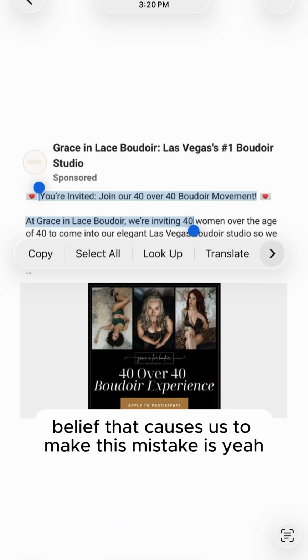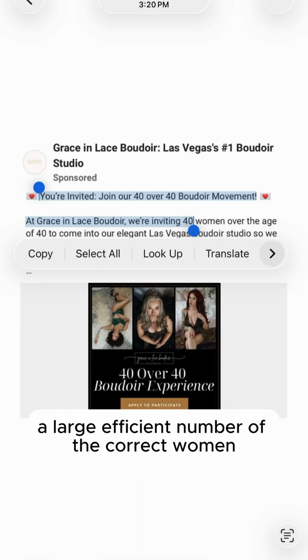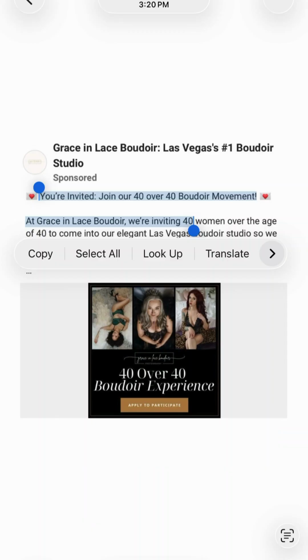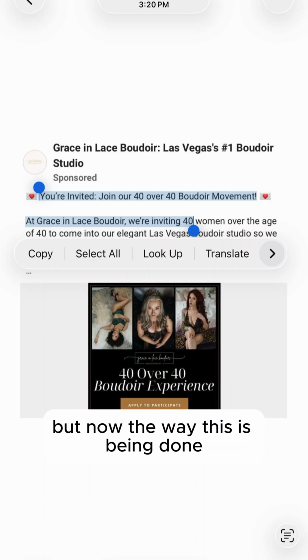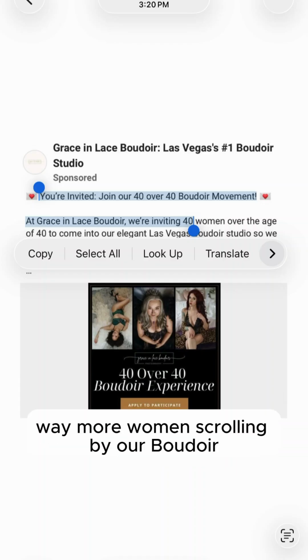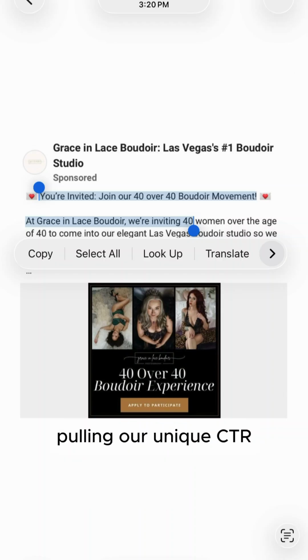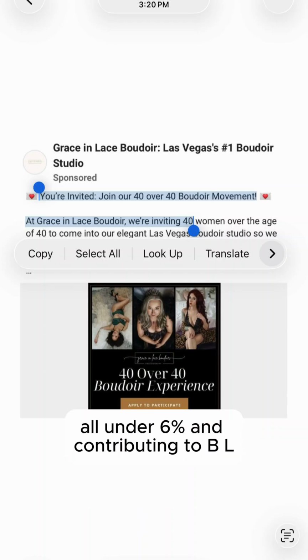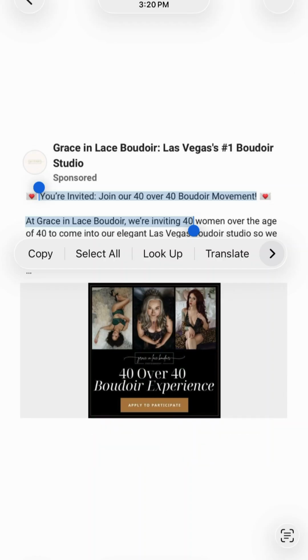So the false belief that caused us to make this mistake is, yeah, we thought our headline was good enough to pull in a large, efficient number of the correct women with our Facebook ad spend. But now the way this is being done, we're gonna have way, way, way more women scrolling by our Boudoir Facebook ad than necessary, pulling our unique CTRL under 6% and contributing to BLCS, aka Boudoir low click syndrome.